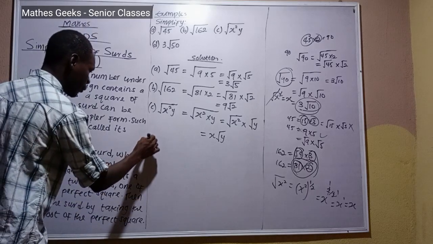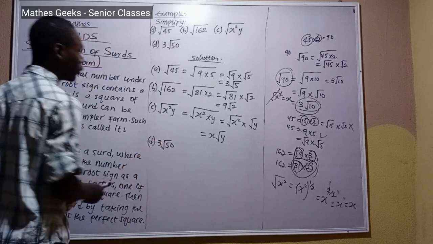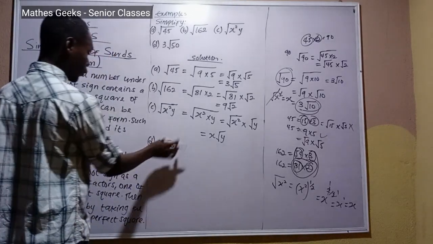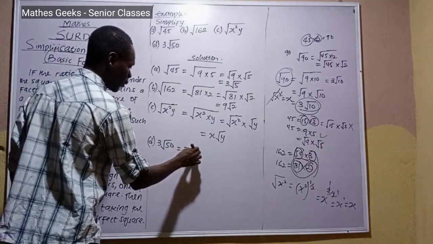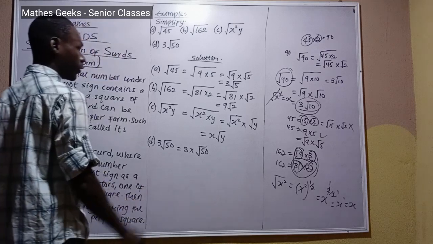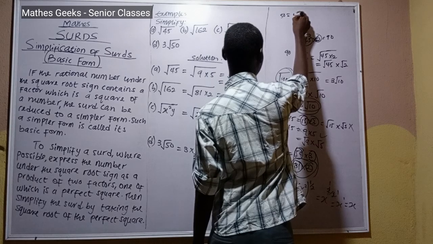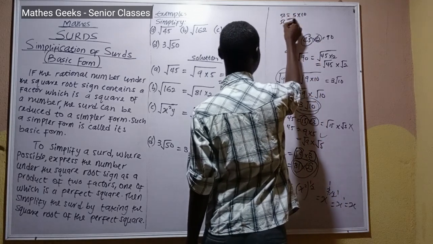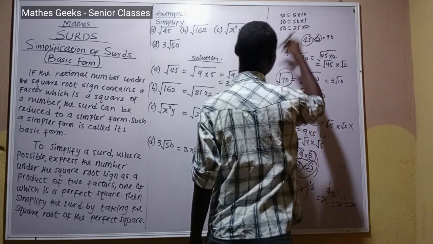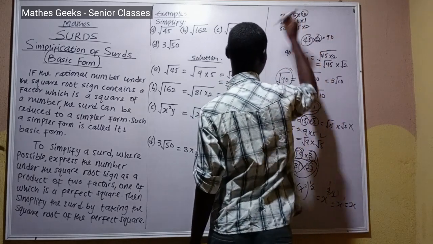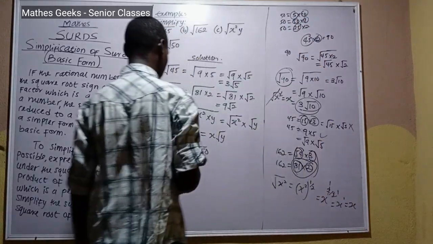D: 3 root 50. This will give us 3 times root 50. Factors of 50: 50 can have 5 times 10, 50 can have 50 times 1, and 50 can have 25 times 2. Neither this nor this is a perfect square. This one is a perfect square, so we're going to take that.